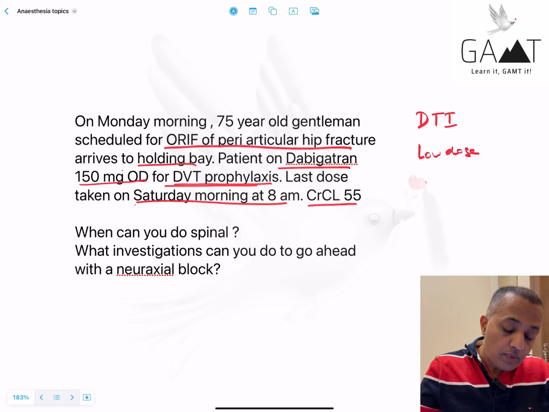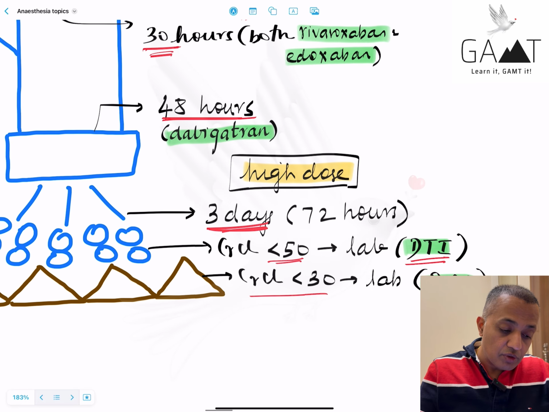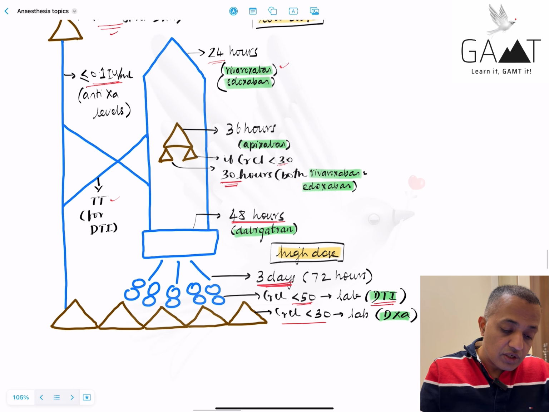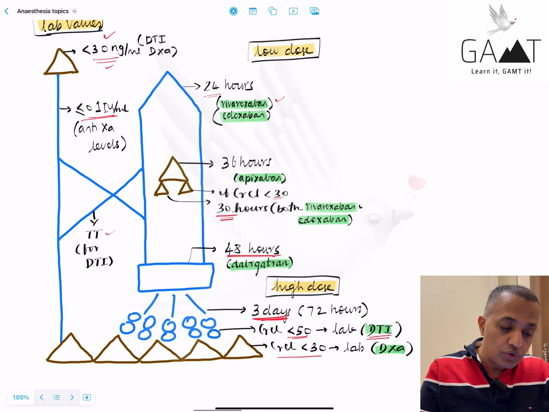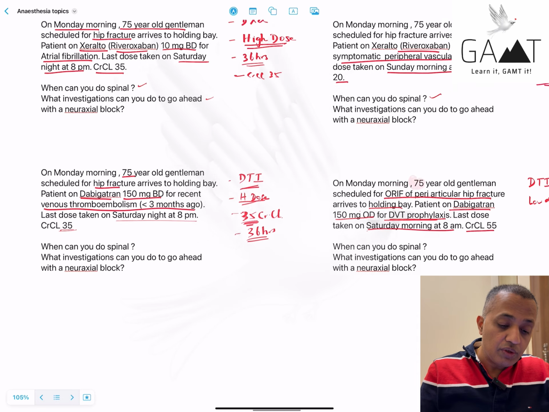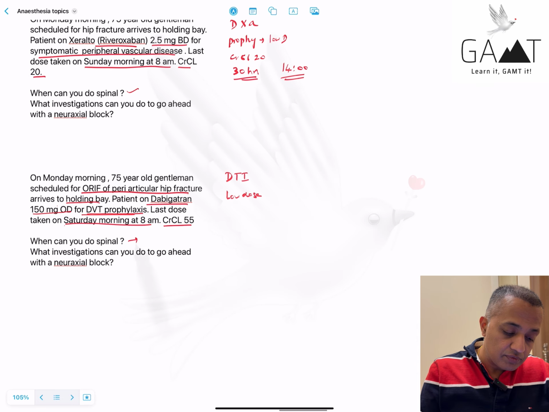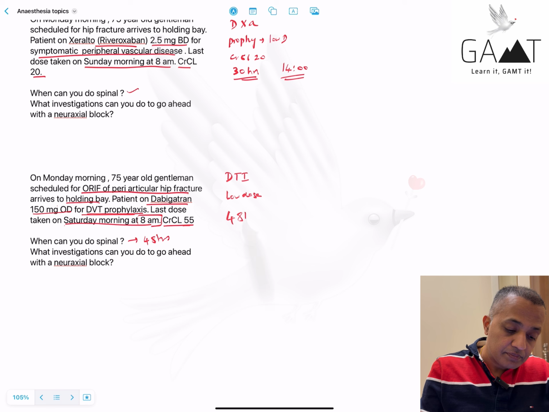Okay, and for low dose direct thrombin inhibitors, straight away when you look at the GAMT, when you remember the GAMT, it's the base here, which is 48 hours. For low dose, it's 48 hours for dabigatran. So you need to wait for 48 hours, right? So we already got the answer. It's 48 hours. Creatinine clearance is not bad either. And the last dose was taken on Saturday morning at 8 a.m. So Saturday morning 8 a.m., Sunday morning 8 a.m., Monday morning 8 a.m. So it's actually 48 hours already.